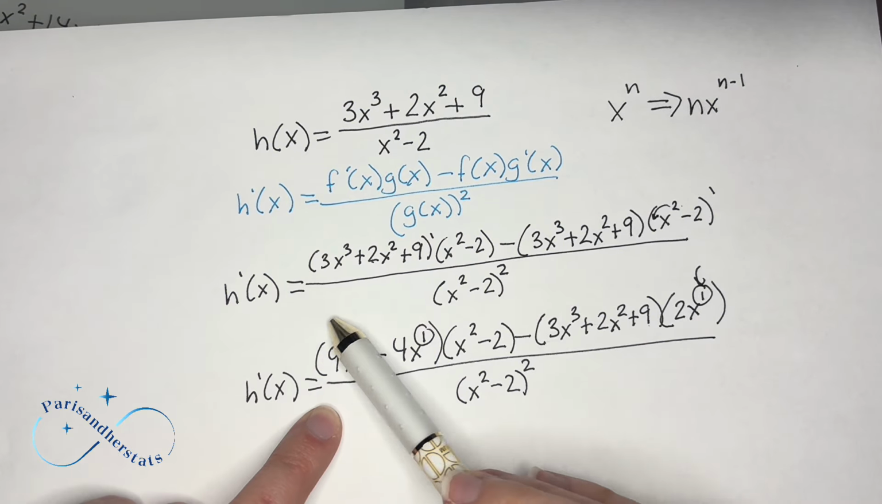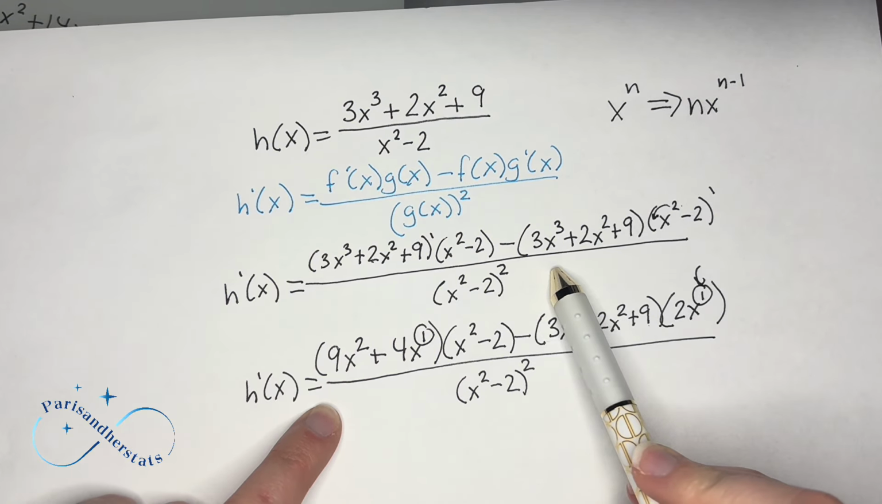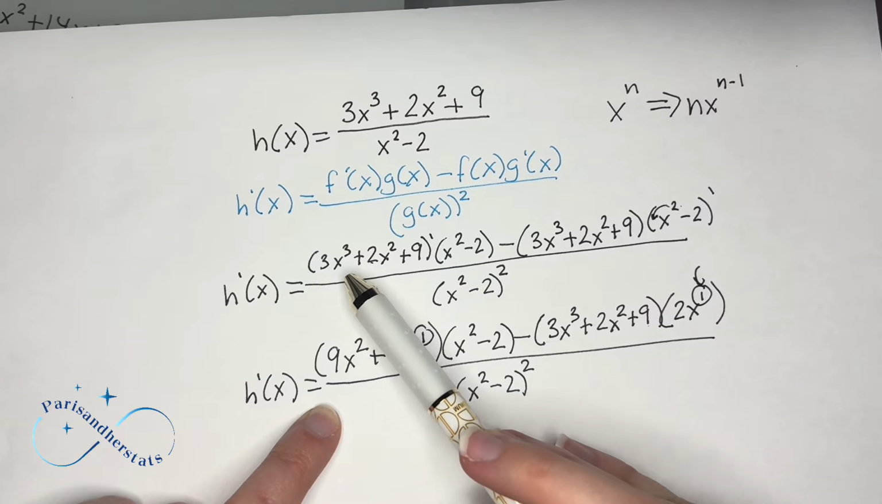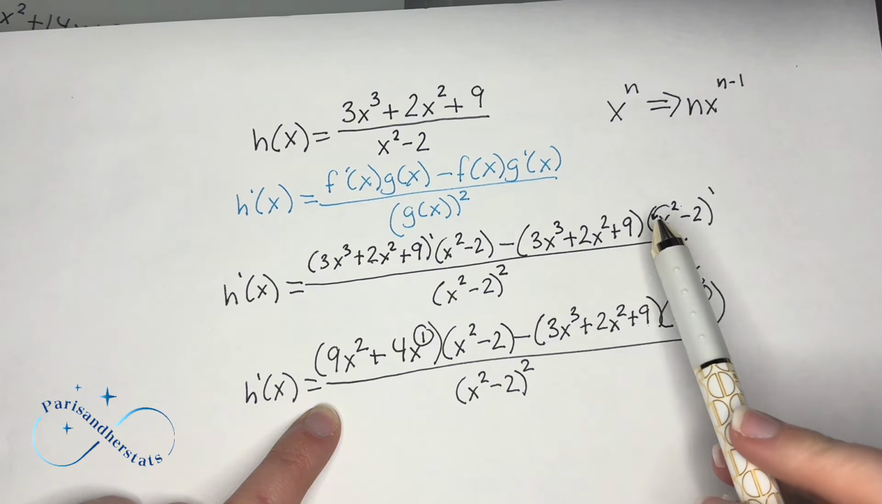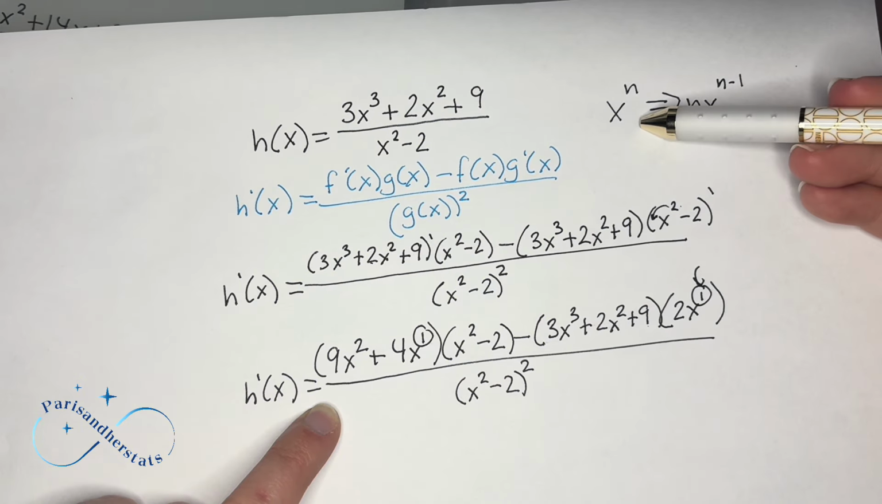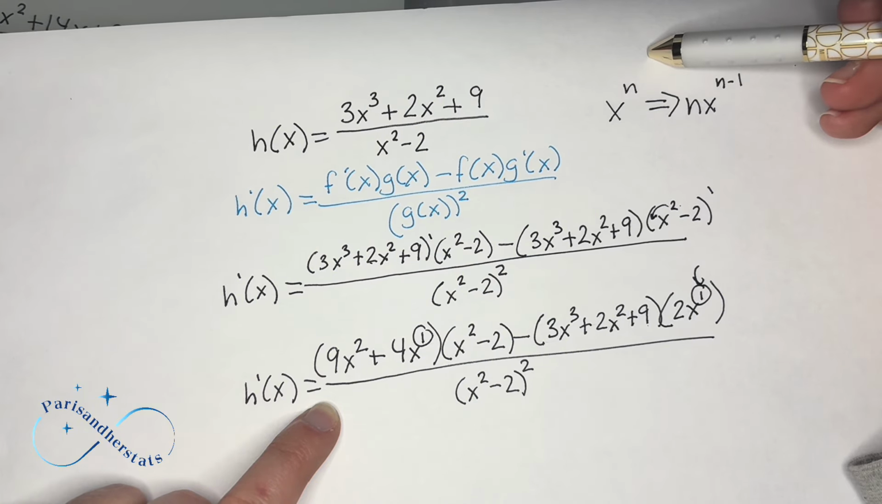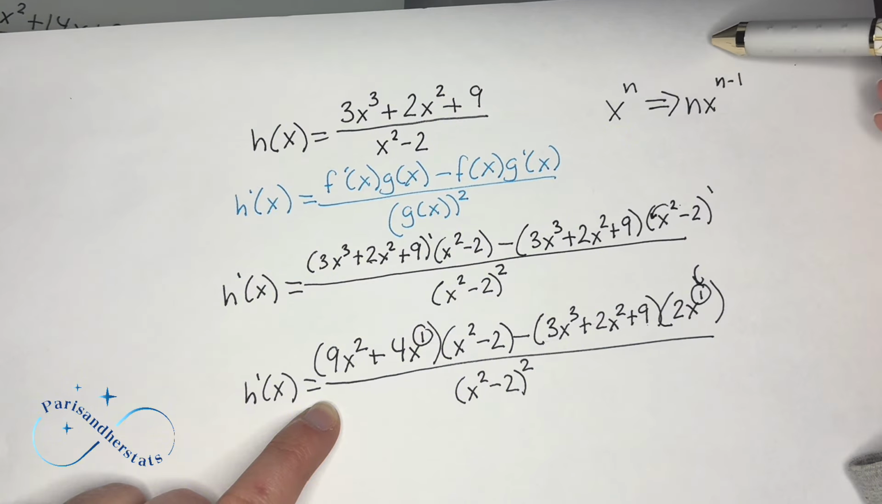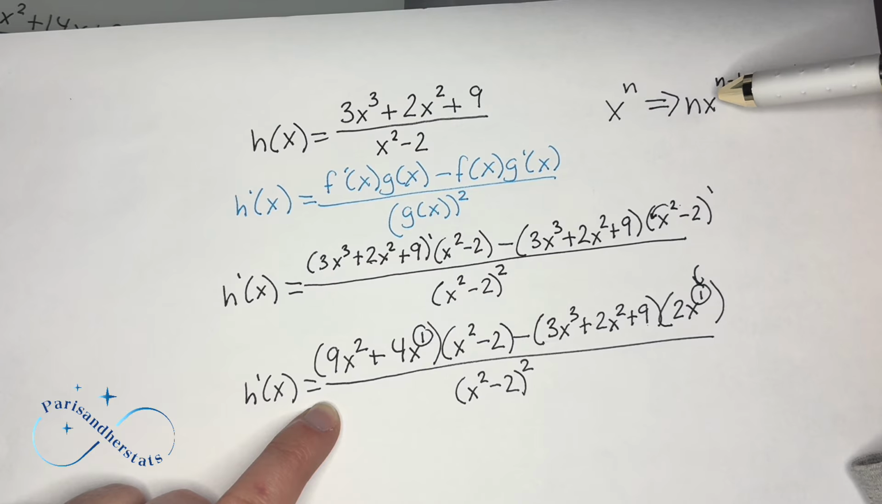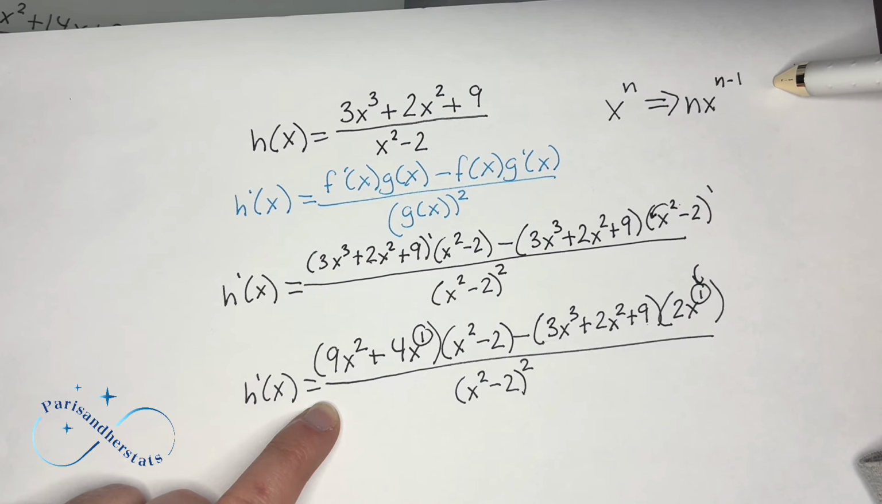Now that we have written it out like so, we can utilize our power rule to get this derivative and this derivative. To use the power rule, we have this formula here. We know that x raised to the power of n, the derivative of which is going to be n times x to the power of n minus 1.